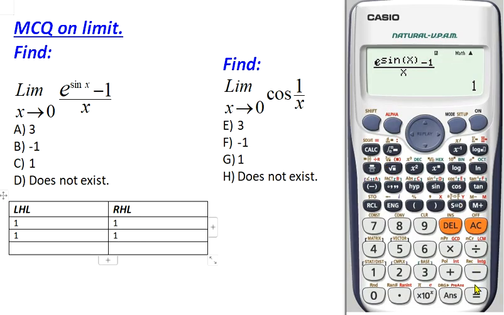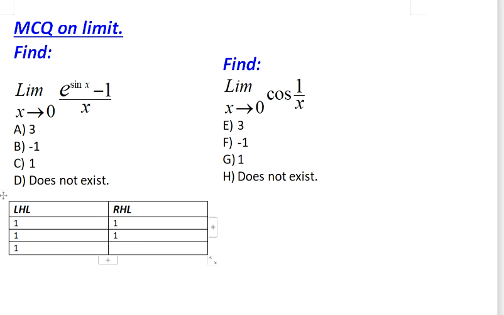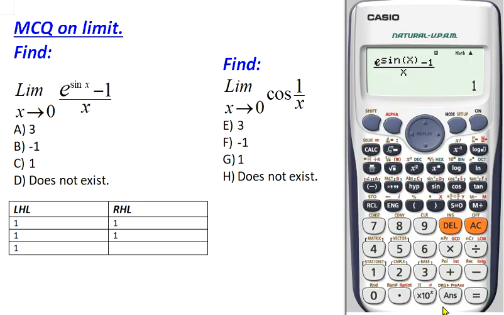Let's do some more. Let's approach from the left hand side first, with 10 raised to the power of minus 7, and press equals. Again 1. The limiting value obtained is again 1. Last time, let's approach from the right hand side, 10 raised to the power of minus 7. This is a value of x very close to 0 from the right hand side, and equals gives again 1.